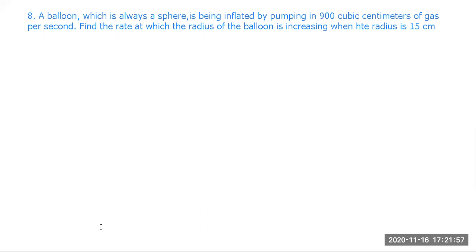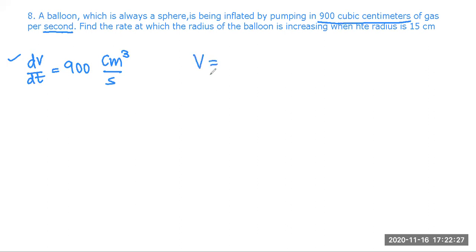What is given here is 900 cubic centimeters per second. So something like centimeter cube per second. So this has to be a volume with the time. So dV by dt is given as 900 cm³/s. So this is the first important step. Then we go for the formula.